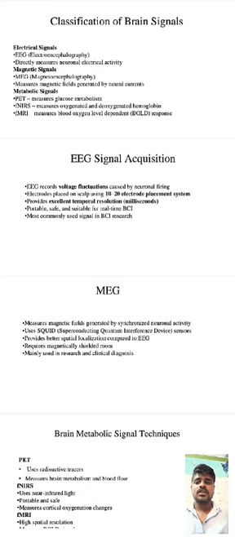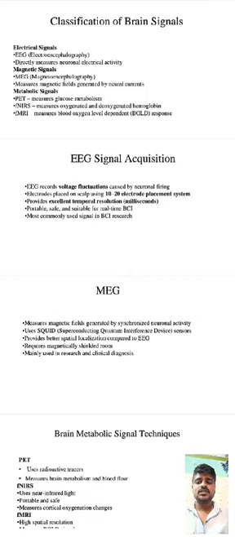Classification of the brain signal. Brain signals are classified into three types: electrical signal, magnetic signal, and metabolic signal. Electrical signals are mostly measured with ECG, EMG, and EEG, which directly measure electrical activity. Magnetic signals are mostly measured with MEG, which measures the magnetic field generated by neural current. Metabolic signals are measured with PET, fNIRS, and fMRI, mostly measuring the blood oxygen level response.